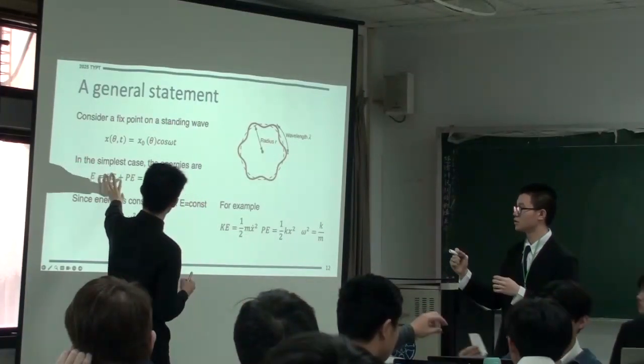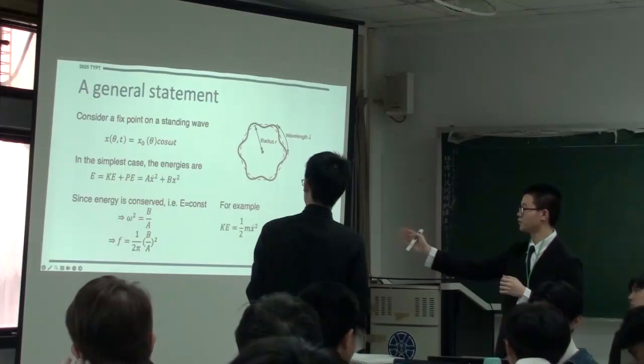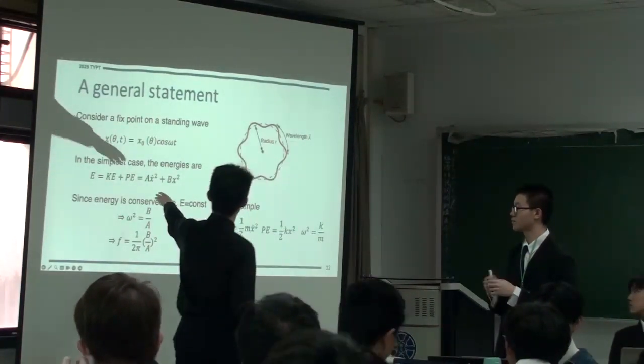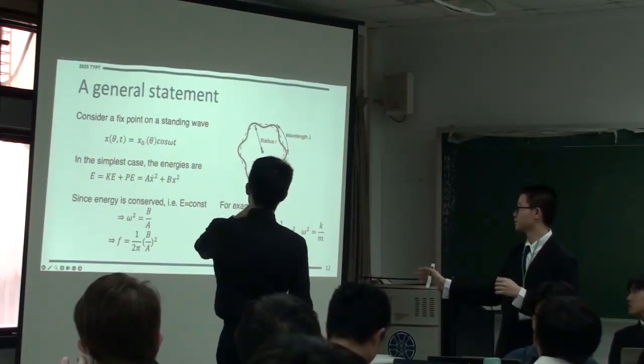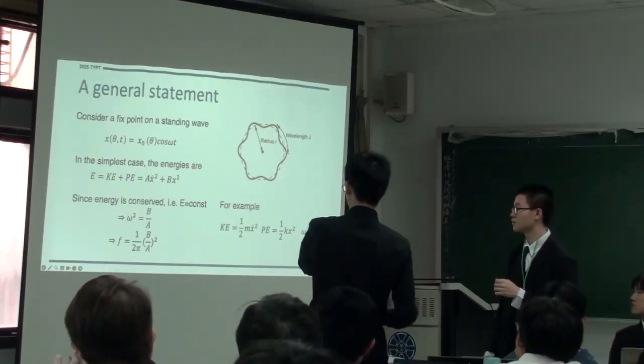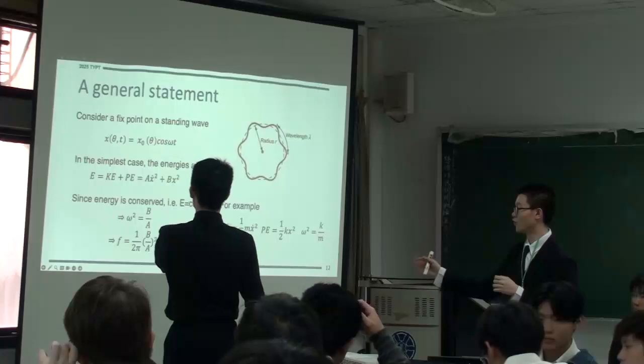And how about this equation? What's each x squared? For example, the kinetic energy is equal to this. A is the coefficient of kinetic energy. And B is the potential energy, the coefficient of potential energy.